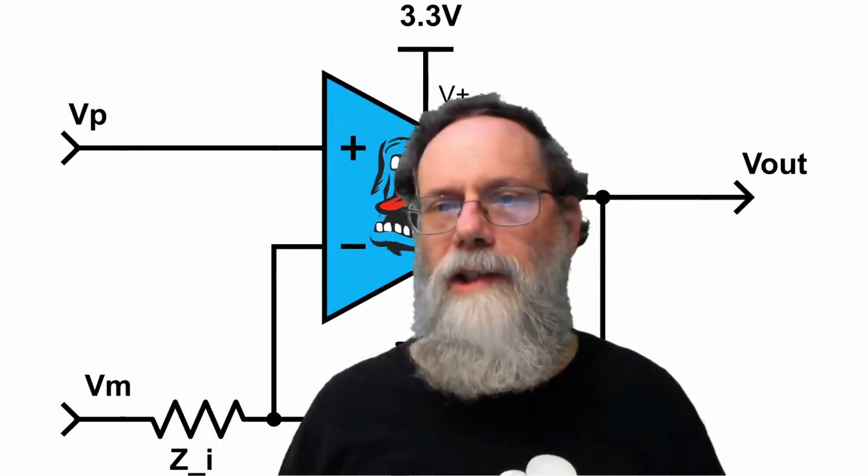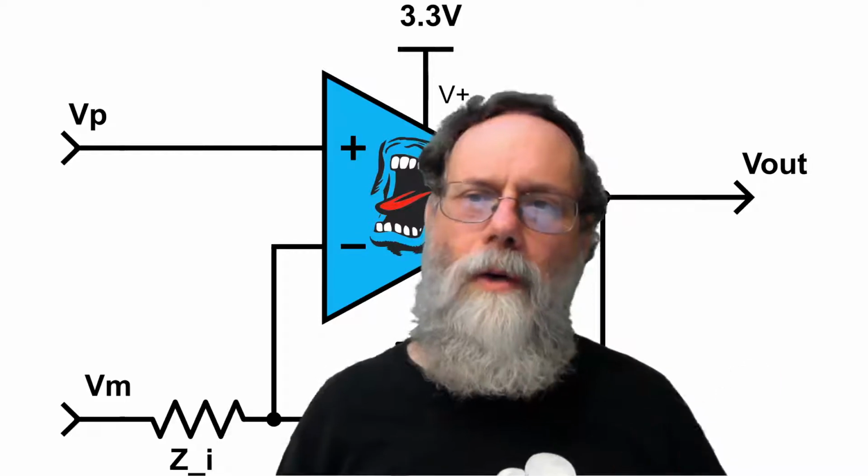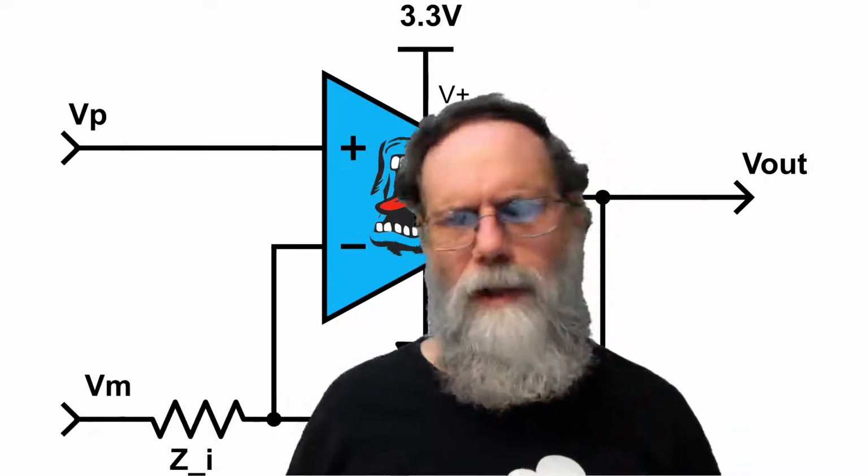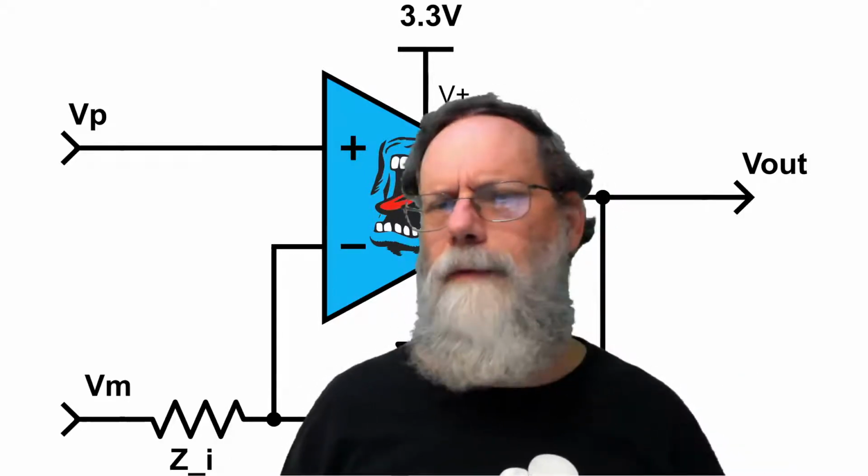And sanity checks could be simple things like, okay, I'm designing an amplifier, and this amplifier is going to have a gain of 1,000, and I'm going to put in a 200 millivolt signal.